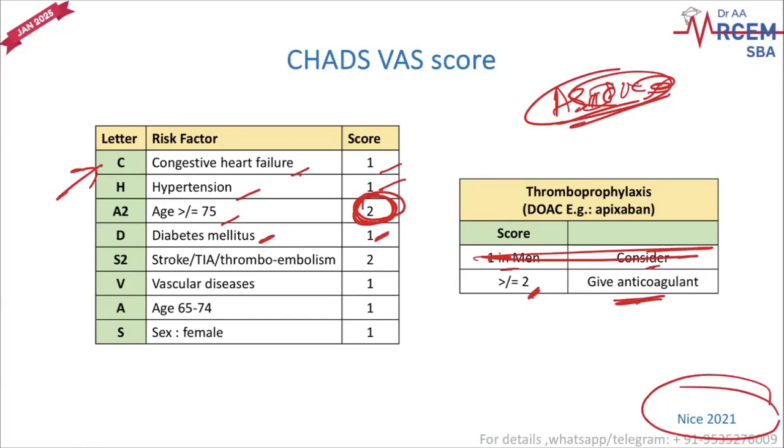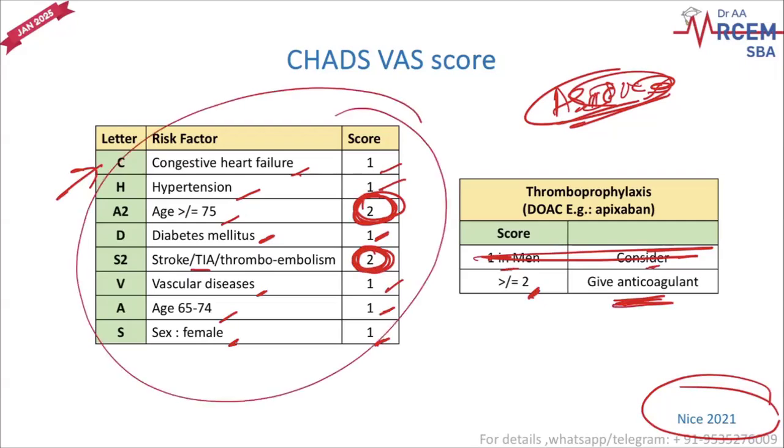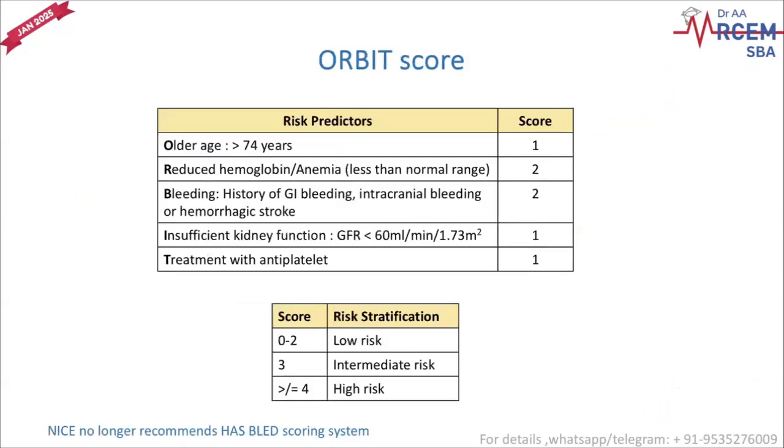Diabetes, 1 point. Stroke, TIA, or thromboembolism, 2 points. Vascular disease, 1 point. Age between 65 to 74 years, 1 point. Female sex gets 1 point. You need to remember the scoring, and you directly give anticoagulants if the score is 2 or more.